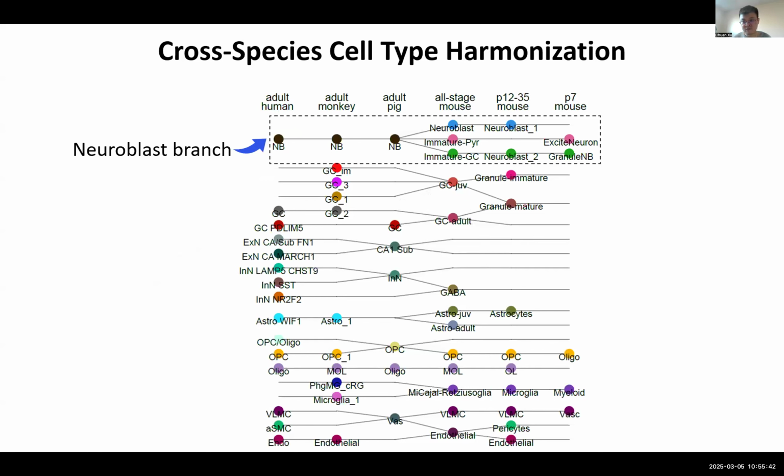To further confirm this discovery, we used CellHint to harmonize 5 additional datasets from 3 mammalian species. By cross-species cell type harmonization, you can see that there is a good correspondence of the neuroblast populations between adult human, monkey, and pig, which were further subdivided into 3 subtypes in the mouse. So this result further showcases the utility of CellHint in cross-species cell type harmonization.